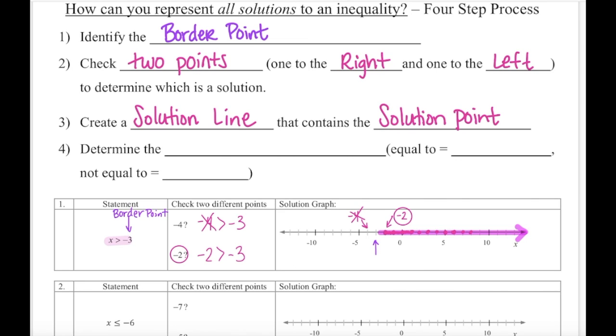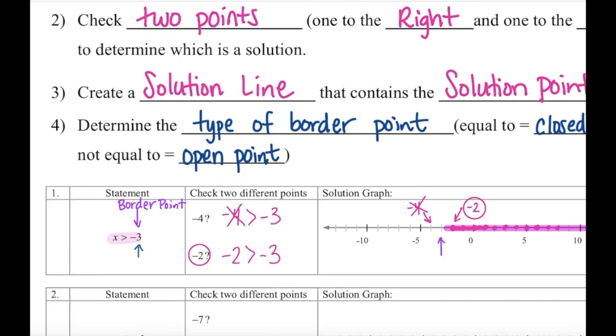Now, the final step here is we need to determine if negative 3, the border point, is a solution. That's going to lead us to the type of border point we use. If negative 3 is a solution, we want to put a closed point on it. Closed points are used to show a solution. But if it's not equal to, we're going to put an open point to show that that's where our solution set starts, but it is not included. So let's zoom in here.